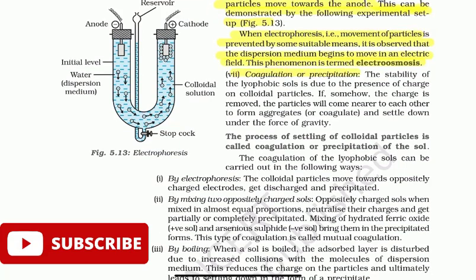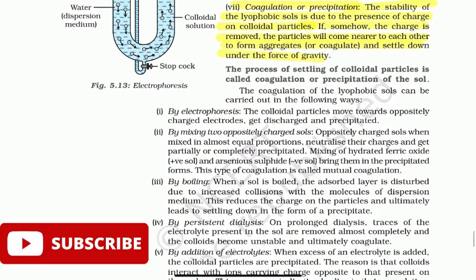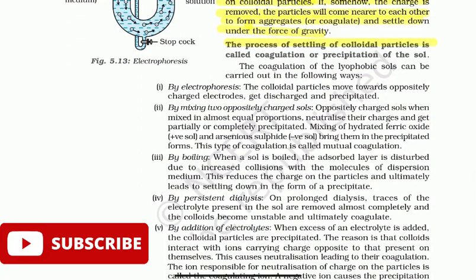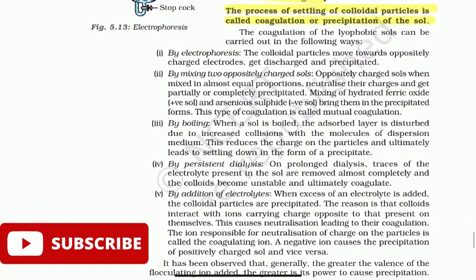Coagulation or precipitation. The stability of the lyophobic sols is due to the presence of charge in colloidal particles. If somehow the charge is removed, the particles will come nearer to each other to form aggregates and settle down under the force of gravity. The process of settling of colloidal particles is called coagulation or precipitation of the sol. The coagulation of the lyophobic sols can be carried out in the following ways.